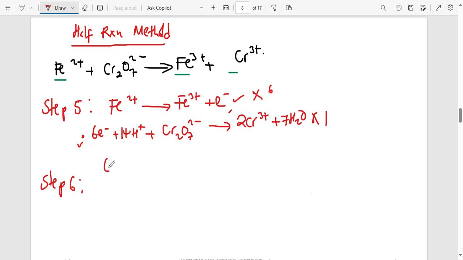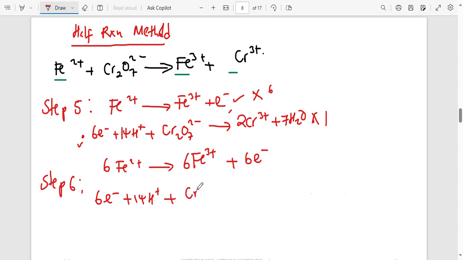So what you are going to have is 6 Fe2 plus. That is going to go into 6 Fe3 plus 6 electrons. And then for the other one, you're multiplying by 1. So it's the same. Just write the same way it is. 6 electrons plus 14 hydrogen ions plus Cr2O7 2 minus. And then that goes into 2 Cr3 plus 7 water molecules.